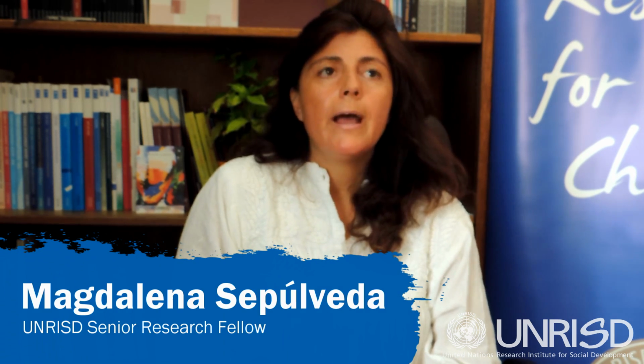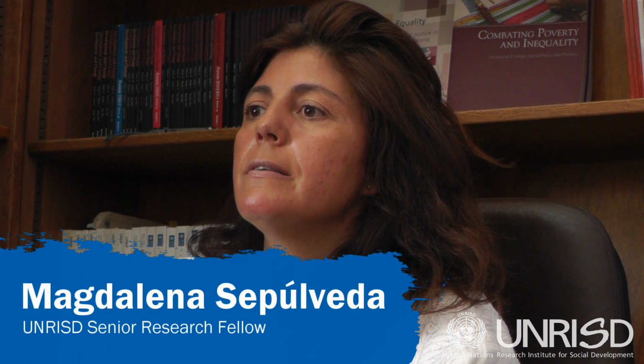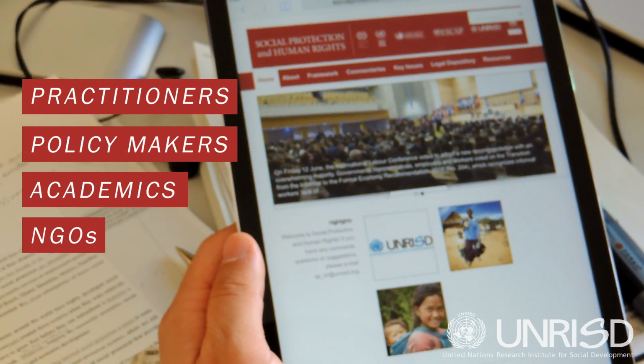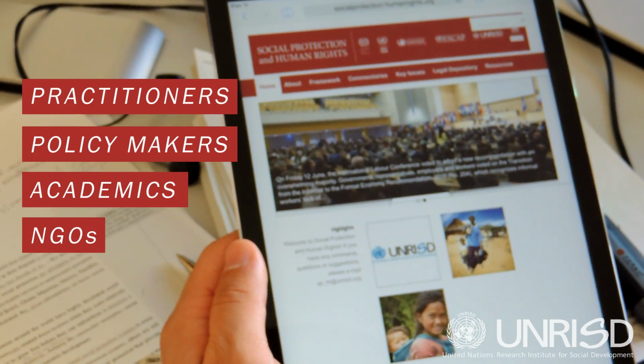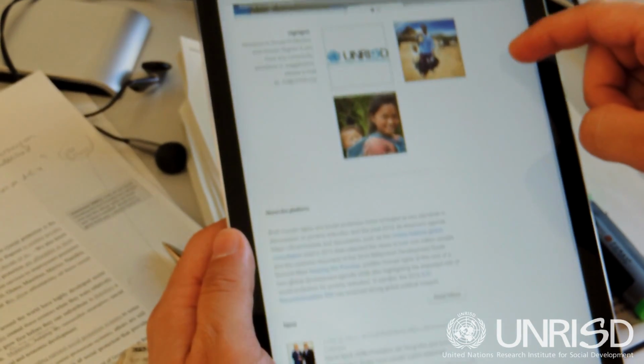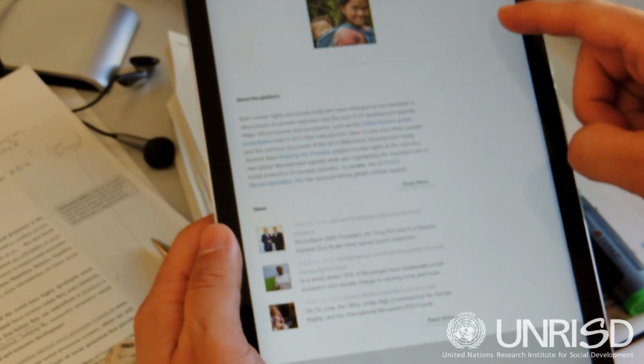It was evident for me, working as a UN Special Rapporteur on Poverty, that there was a lack of analysis of social protection systems from a human rights perspective. And this lack of analysis was linked also to the lack of resources. So the idea was to create this platform as a tool to help practitioners, policymakers, academia and NGOs to better align social policies with human rights.